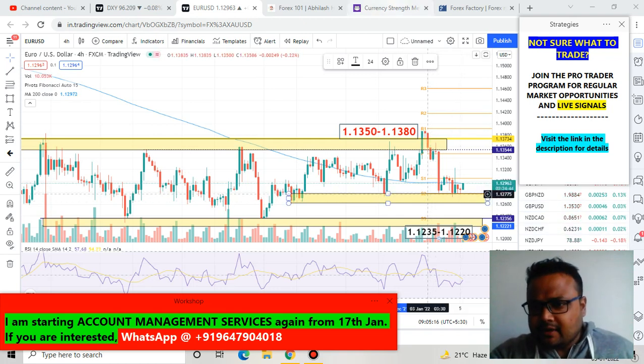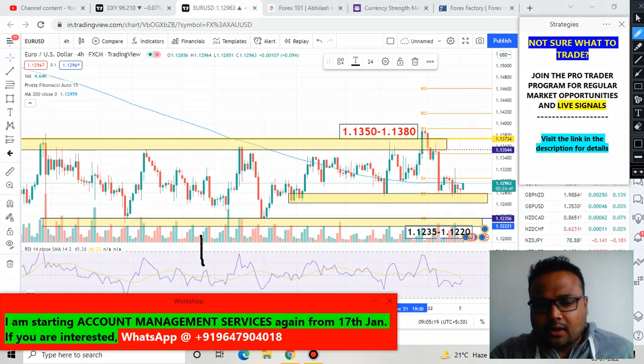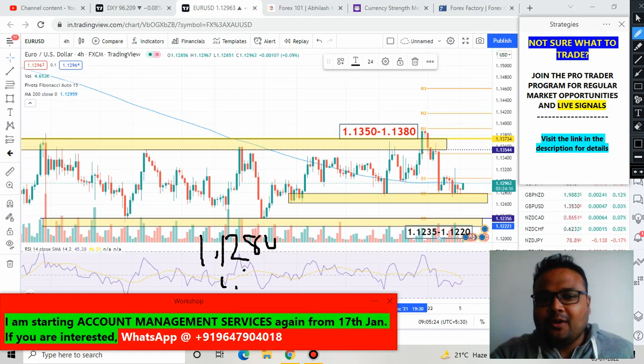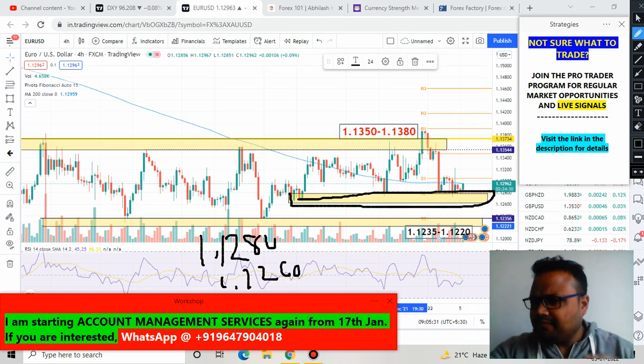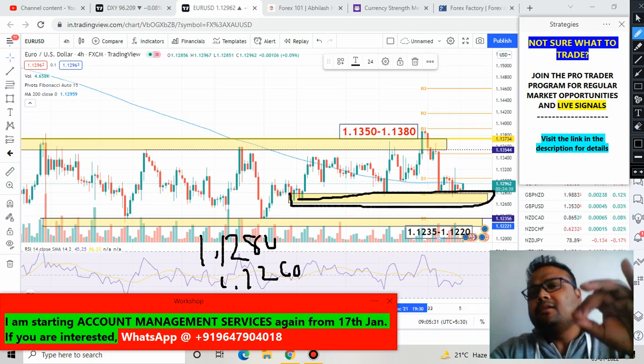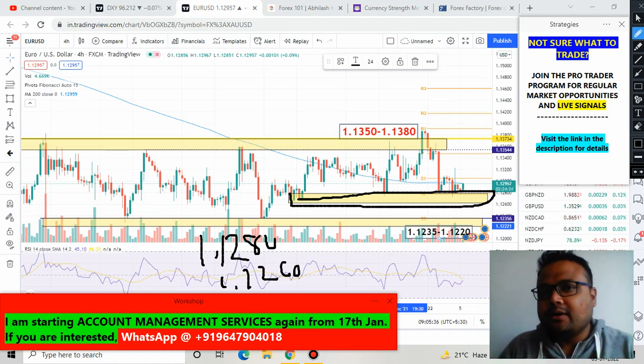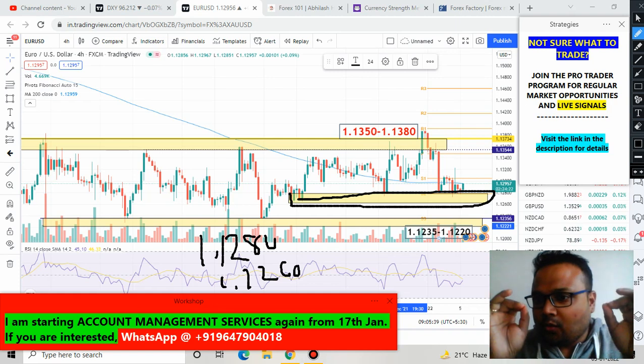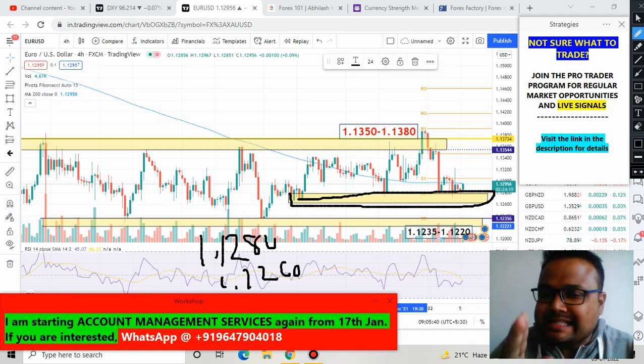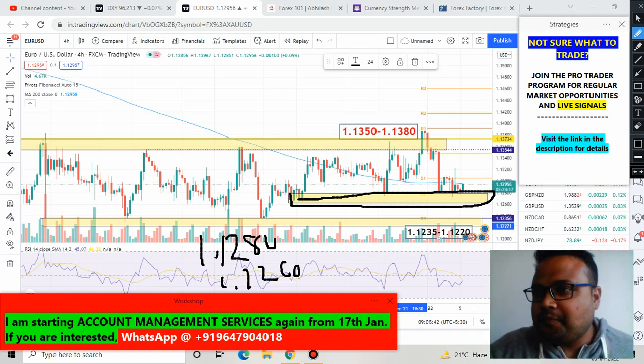And we have a support zone here at 1.1280 and 1.1260. This is a support zone for Euro USD. From that only it has bounced and is right now going up. But there are a few things that we must consider if we want to trade on Euro USD. So let's discuss them first.